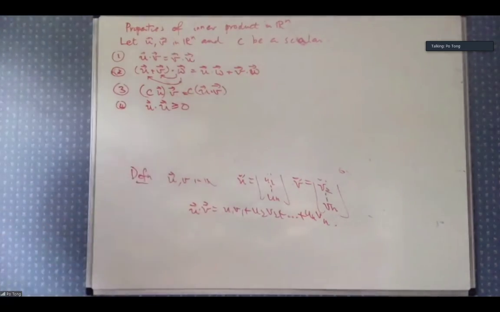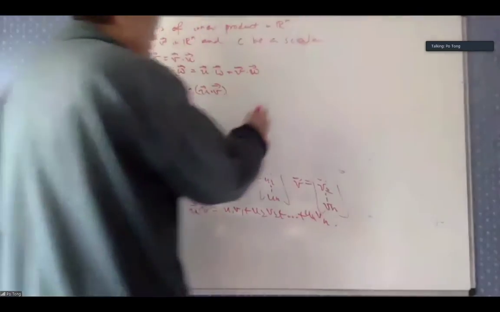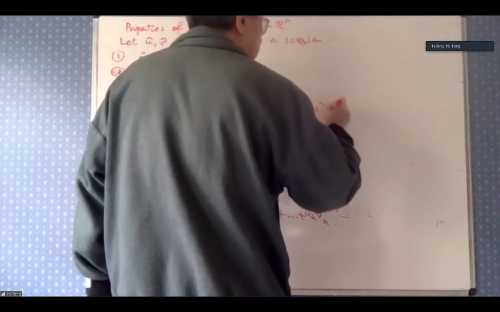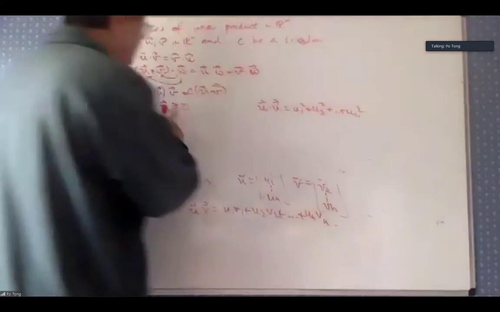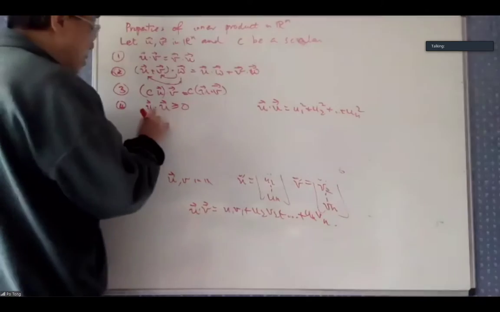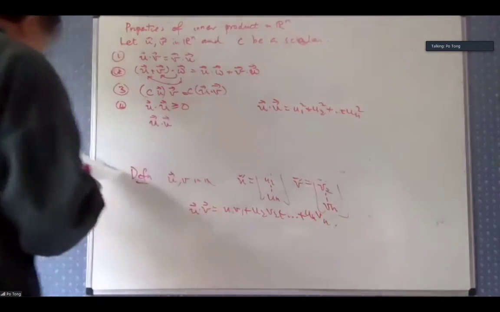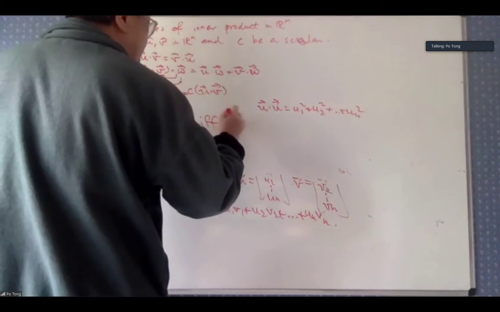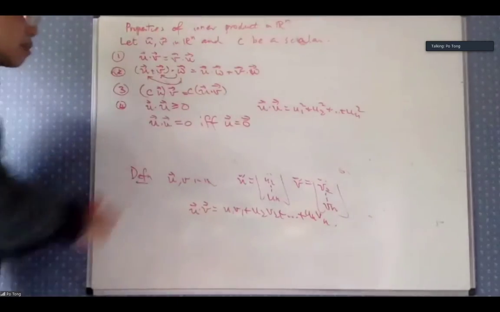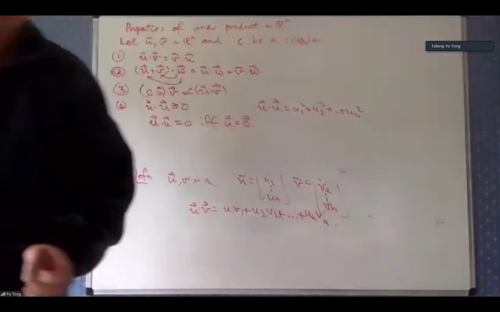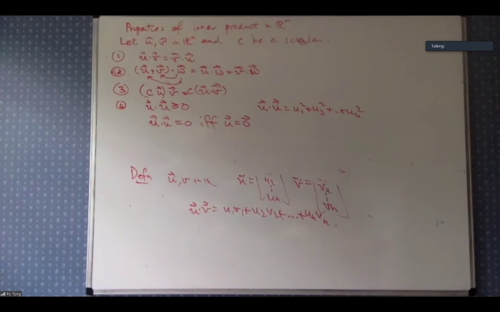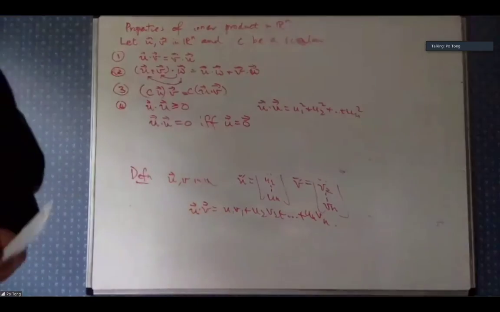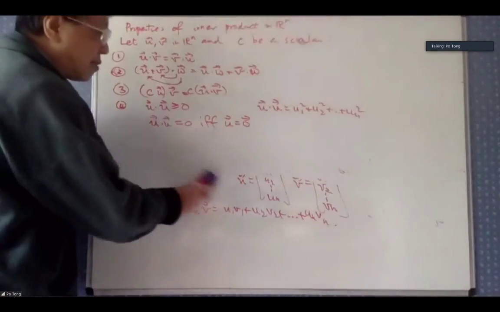Now u dot u itself, u dot u is what? u dot u is actually u1 squared plus u2 squared plus up to un squared, right? Of course, this is always bigger than 0. And this equals 0 if and only if u is equal to 0. The only way to get the dot product to be 0 is if the vector itself is 0. Any question about this? It's pretty straightforward. These properties we are going to use again and again.